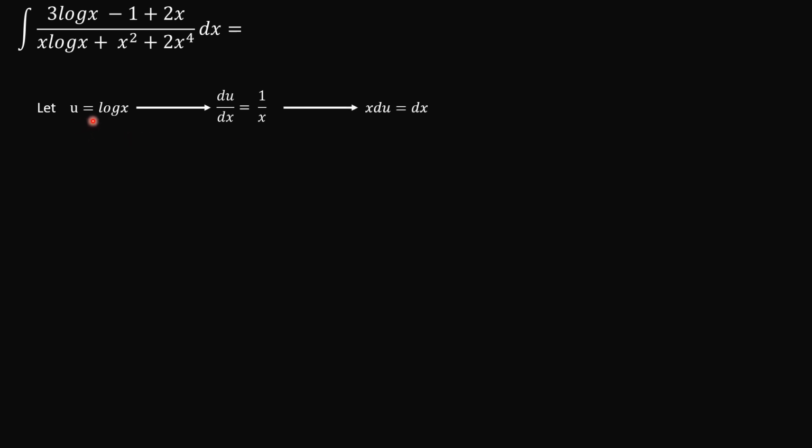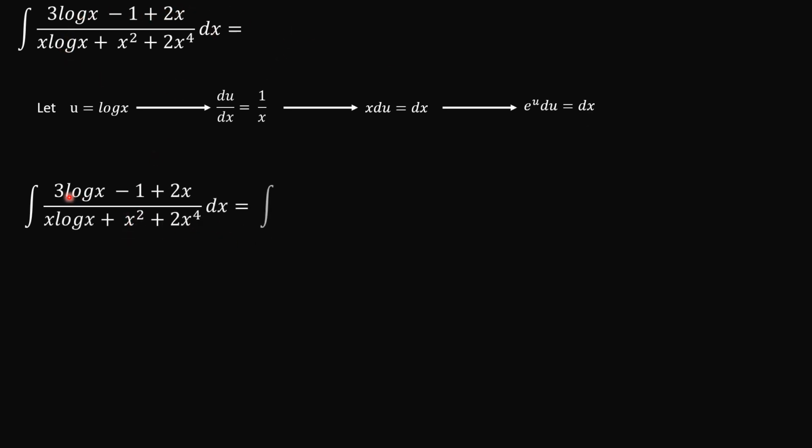Now, since u is equal to log x, then x is the same as e to the power u. So that means e to the power u du is equal to dx. Now, bringing in this whole integral, we can substitute where we find log x with u, and when we find x, we substitute with e to the power u.